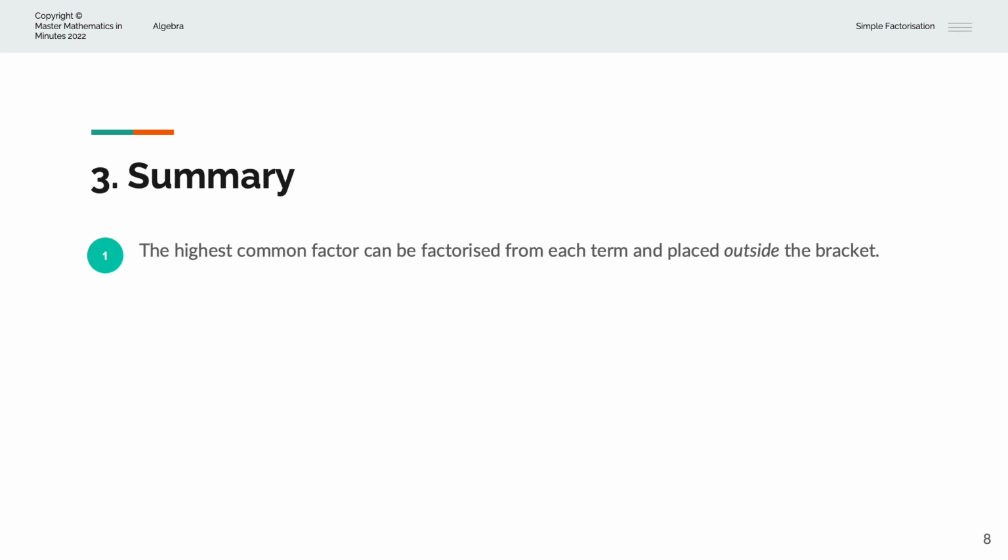To summarize, the highest common factor can be factorized from each term and placed outside the bracket. We've considered the example AB plus AC, where A is the highest common factor which we can factorize outside the brackets, and that becomes A into B plus C. So the expansion of the brackets gives us AB as the first term and AC as the second term.